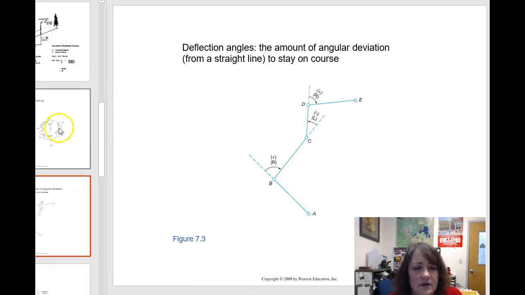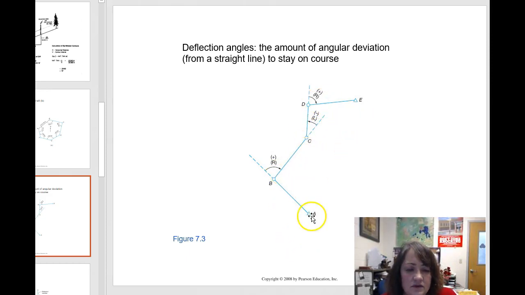So here's an example of deflection angles. What this means is that if I started here at point A, if I had gone straight 180 degrees through point B, that would be the line that I'm measuring from. So if I turn this way, that's to the right. That's a deflection angle to the right at B. And here at C, I go beyond C, and now I'm turning to the left and again to the right.